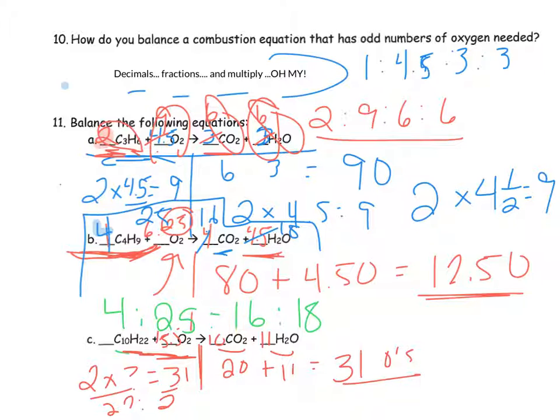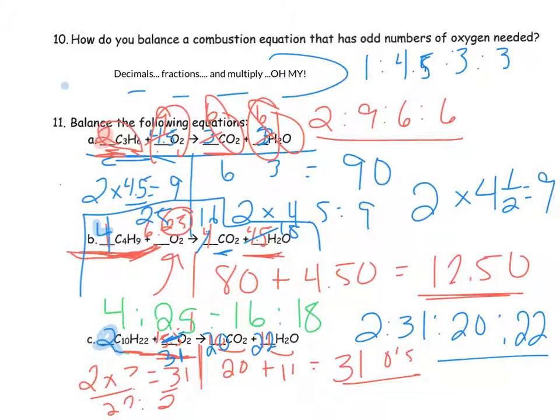1 times 2 is 2. Keep doing that. 15.5 times 2 is 31. 2 times 10 is 20, and 2 times 11 is 22. So I have a 2 to 31 to 20 to 22 ratio on that one.